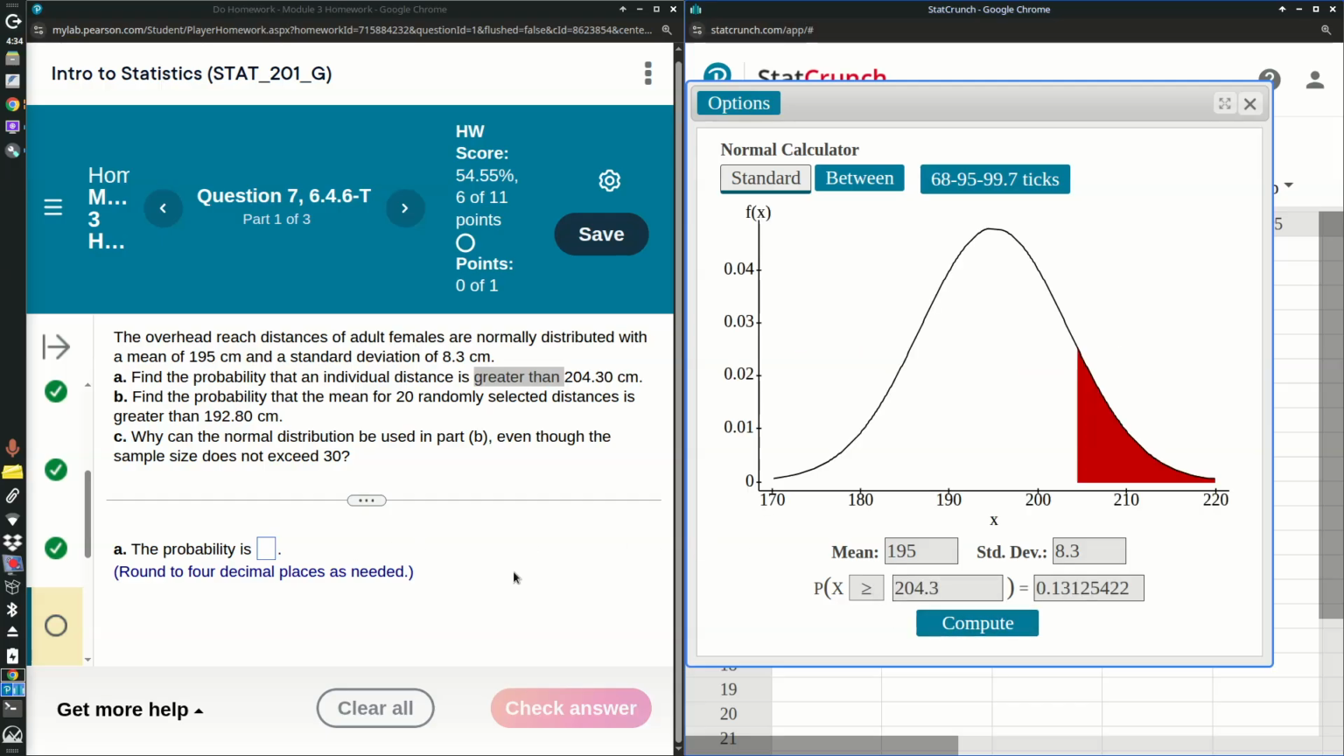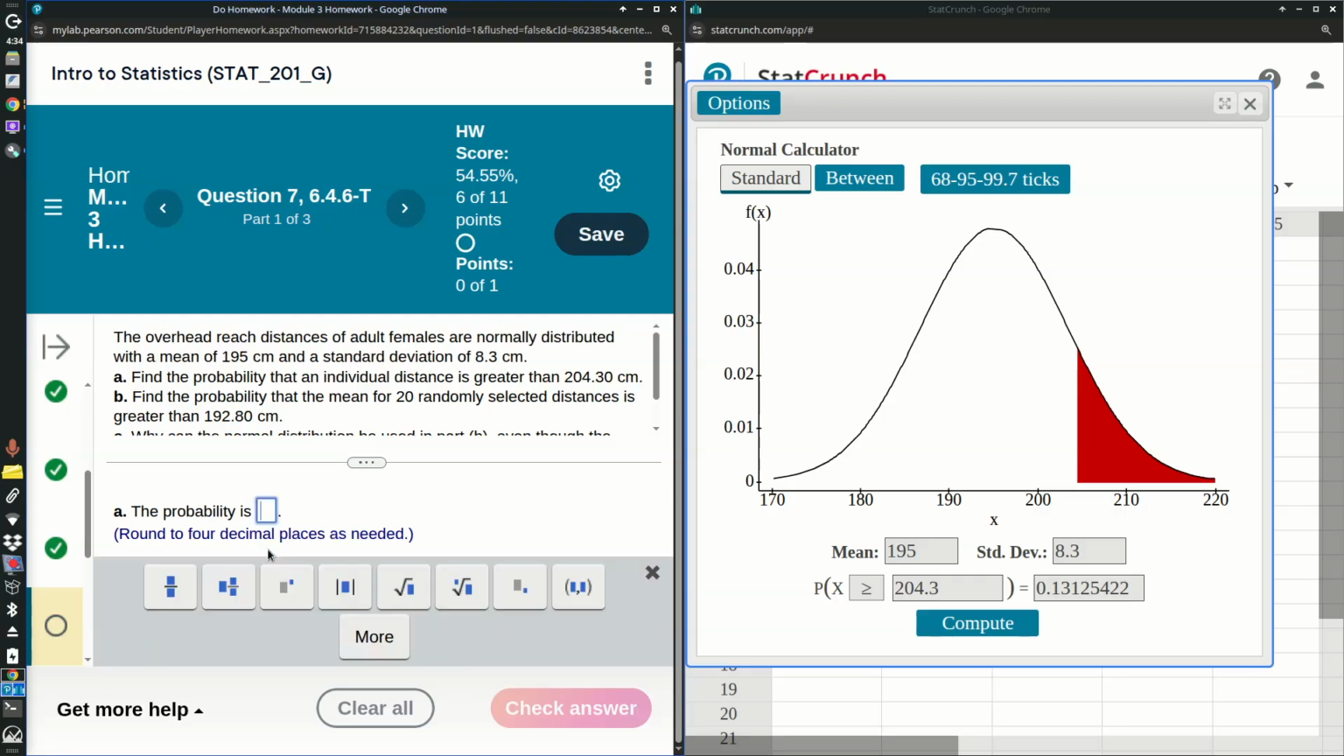So we get, again, tricky parts for this. A lot of times mistakes are made because you have to really be careful with how many decimal places they're asking for. So I get 0.1313. So that 5 rounds that 2 up to a 3.